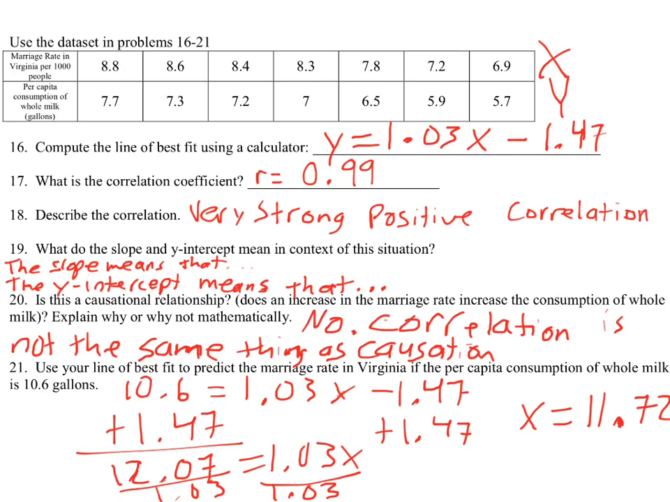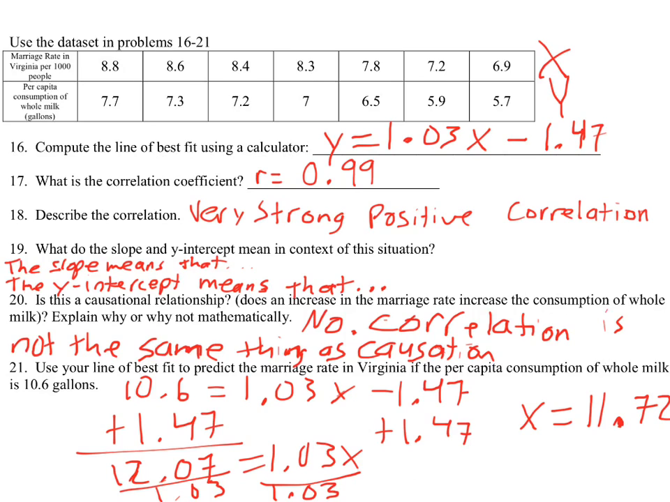Which doesn't make sense, but that's what it is. The slope, on the other hand, 1.03, just stands for this: each time your marriage rate goes up 1, your per capita consumption of whole milk would go up 1.03 gallons. So they're fairly similar to each other. If one goes up 1, the other one goes up 1.03. And that's what your slope stands for.